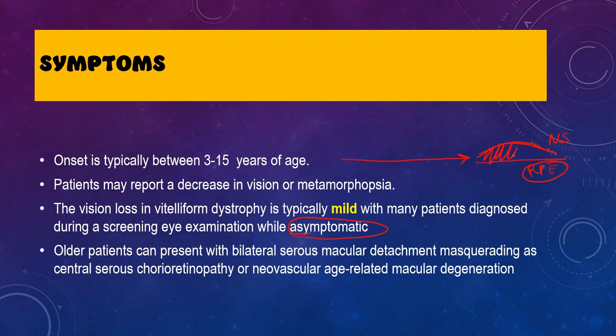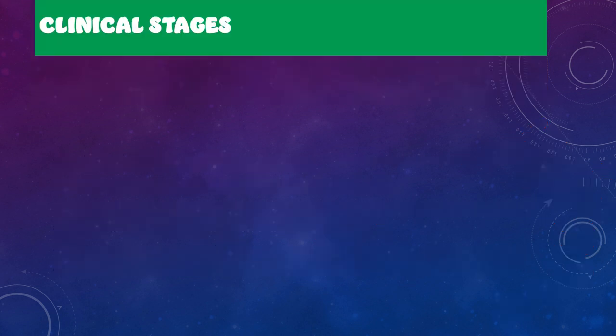So normally in BEST disease, you will have this vitelliform material occupying this space, okay, and this looks like an egg yolk. However, sometimes this vitelliform material in the later stages will get resolved and you will see an empty kind of cavity between the neurosensory retina and the retinal pigment epithelium. Now, if an old patient was to come to you with such a presentation, many times it will be misdiagnosed as bilateral serous macular detachment, and sometimes these patients will be labeled as having central serous choroidopathy or age-related macular degeneration. So that is one point that you should remember.